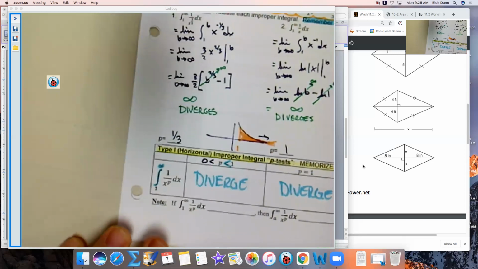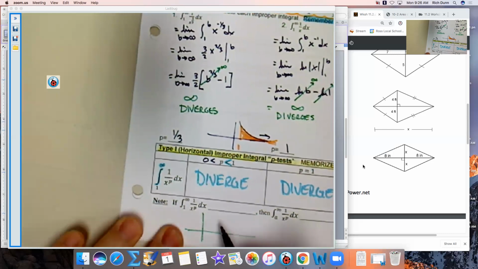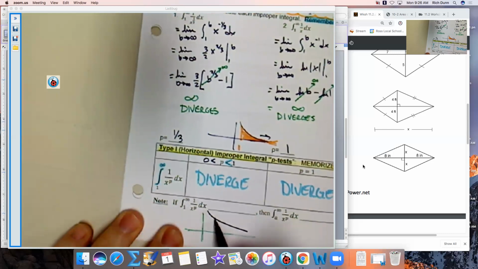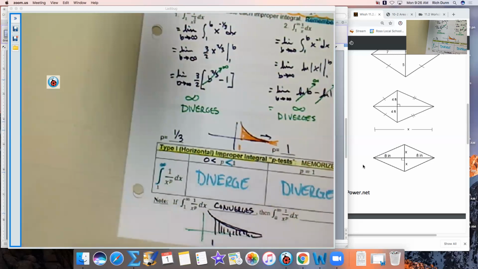Quick little note, you'll see that we can evaluate from 1 to infinity. And if we are evaluating this curve, here's 1, and we're going to infinity. And let's just say that this converges. We did our test, and we found out that that converges. Okay? So in other words, it closes on down, and we're good to go. We can get a value out of this.